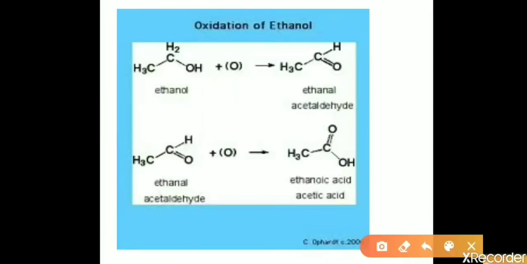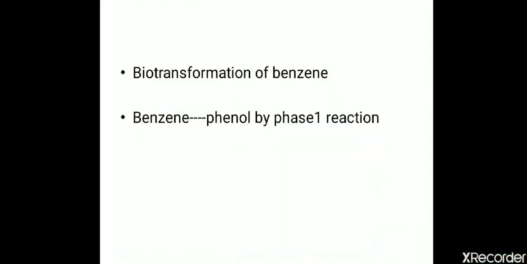So all of you know regarding the metabolism of ethanol. Ethanol undergoes oxidation reaction and it is converted into acetaldehyde. And this acetaldehyde again undergoes oxidation and it is converted into acetic acid. So for oxidation reaction, the best example is metabolism of ethanol. Ethanol is converted into acetaldehyde, and this acetaldehyde is converted into acetic acid. Another example is oxidation of benzene. Benzene on oxidation produces its phenol derivative.